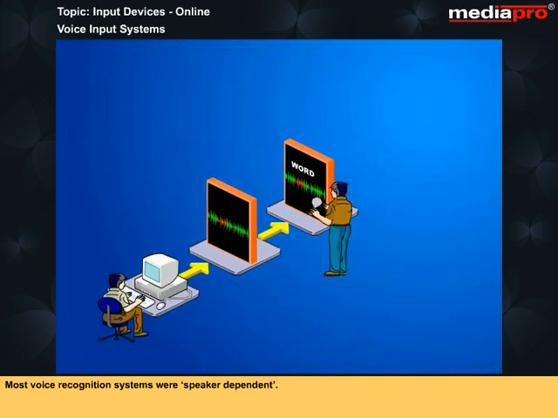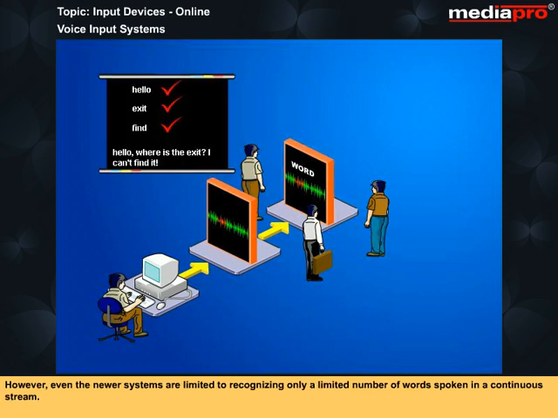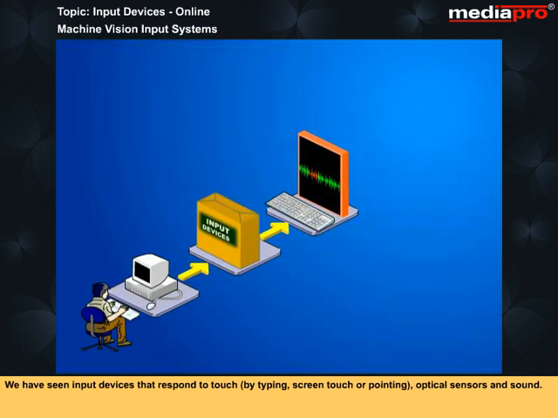Most voice recognition systems were speaker-dependent. Recently, speaker-independent systems have been developed to recognize words that may be spoken by anyone. However, even the newer systems are limited to recognizing only a limited number of words spoken in a continuous stream. We have seen input devices that respond to touch by typing, screen touch or pointing, optical sensors, and sound.